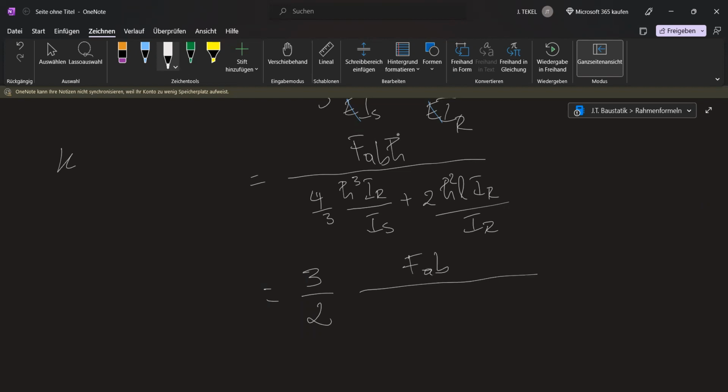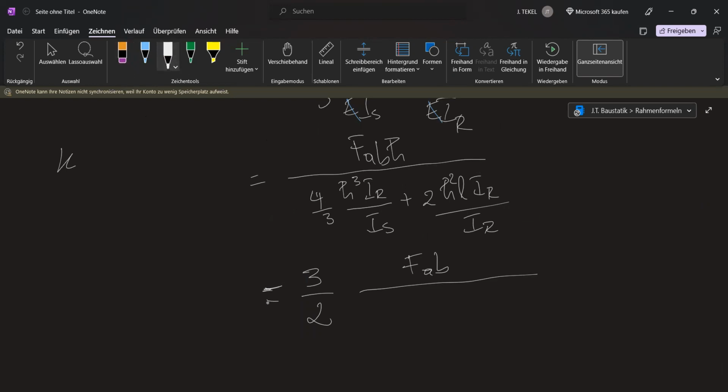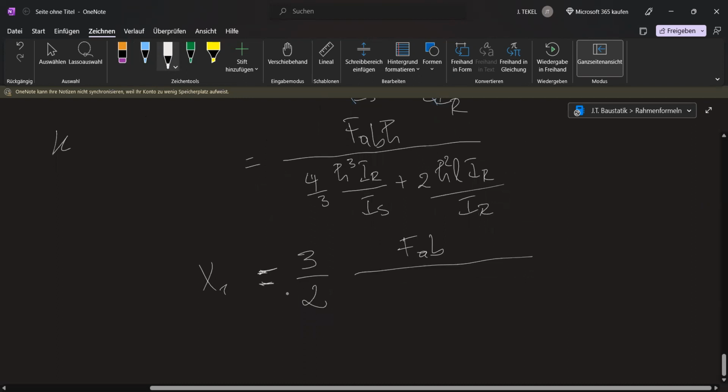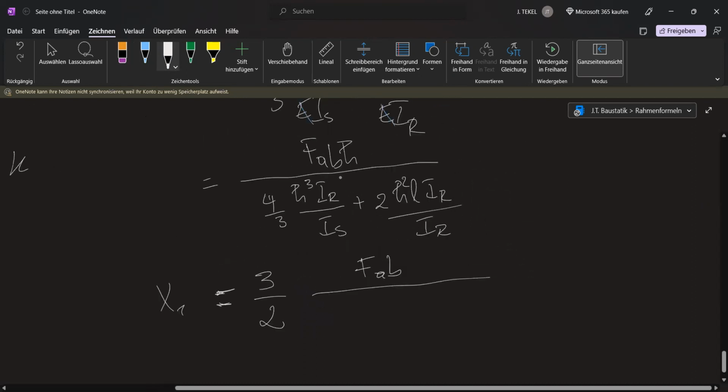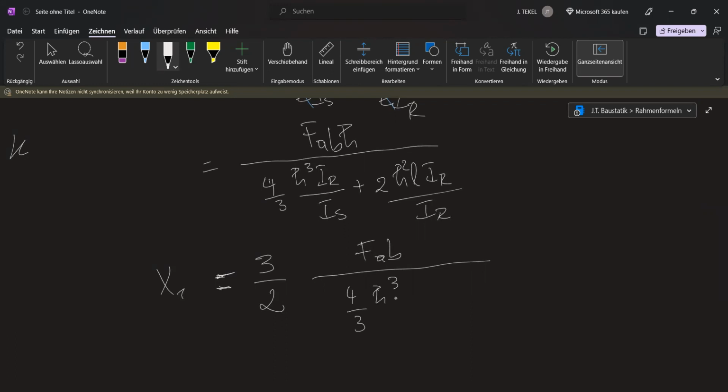I don't want to have H on the top, so I'm going to remove H by dividing by H, both for the numerator and for the denominator. Otherwise, I will be changing the equation. I'm not allowed to do that. It needs to remain the same. So I divide by H at the numerator, and I'm going to do the same thing at the denominator. So we're going to have 3/3 of H squared, then IR divided by IS plus 2 HL, and the 2 IR are just going to cut each other out.